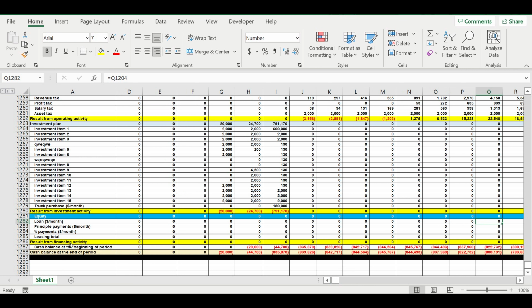And inside financing activity, we have, for example, two types of financing. For example, equity and loan. So first, we will work with equity. For example, this will be the money from our own pocket that we are going to put in our business. And how will we do that?